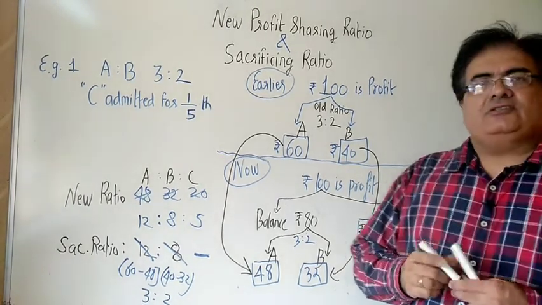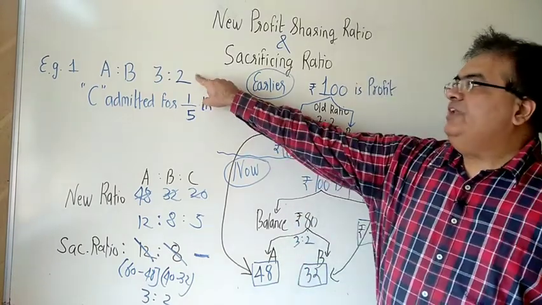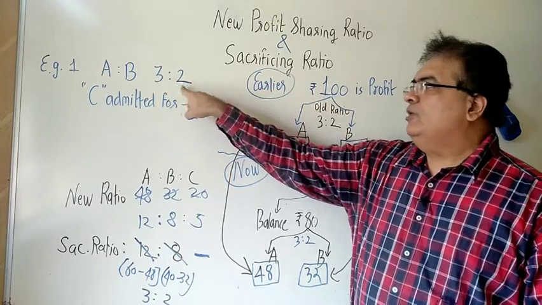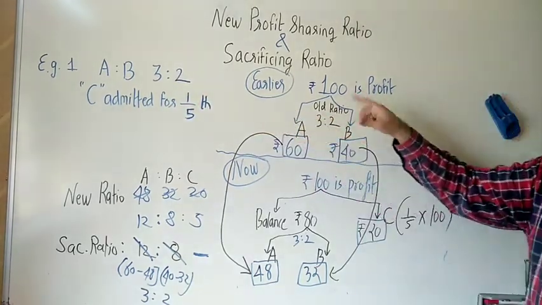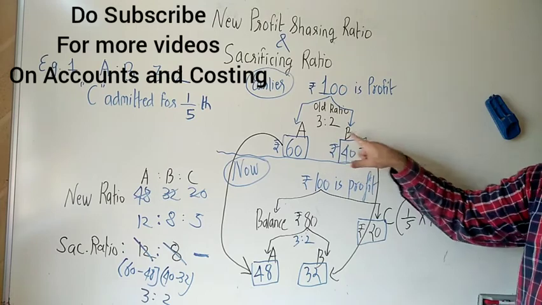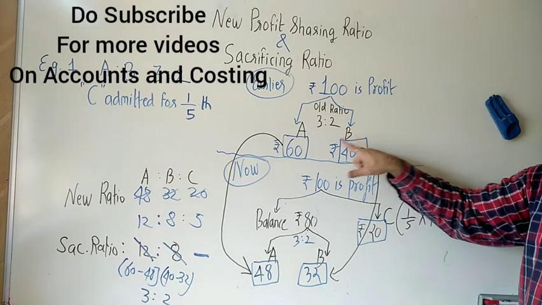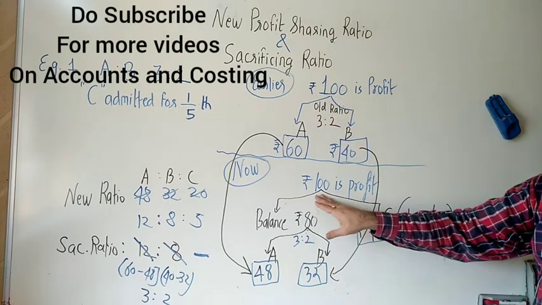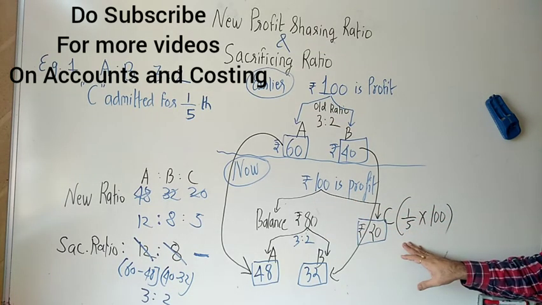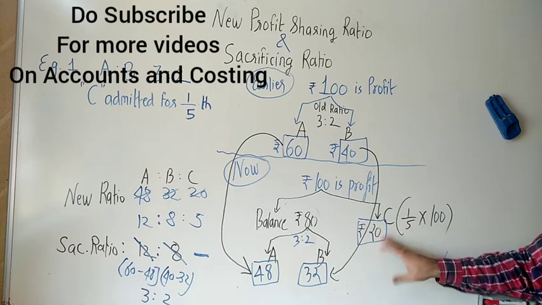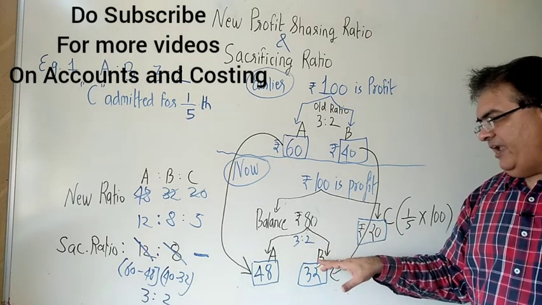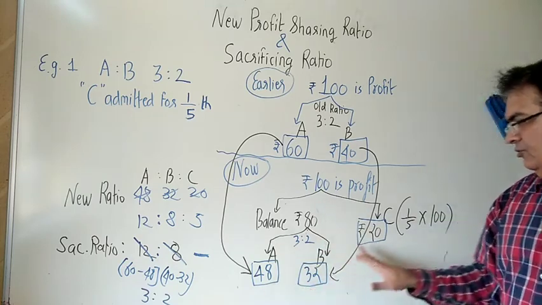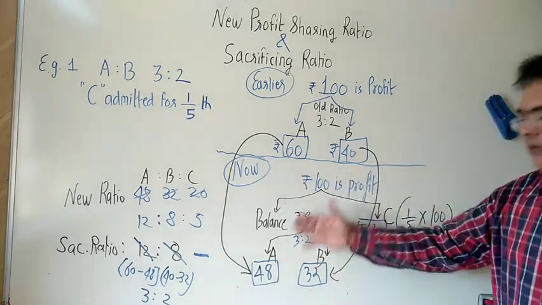So let's repeat it fast. A and B 3 is to 2, C is admitted for 1/5. Earlier 100 rupees you distribute 3 is to 2 between A and B. So A used to get 60, B used to get 40, story over. Only A and B. Now out of 100 rupees, first you give 1/5 to C. So 1/5 of 100 is 20 rupees. Balance 80 rupees distributed between A and B in the ratio 3 is to 2. 48, 32, 20. So this is the new profit sharing ratio.